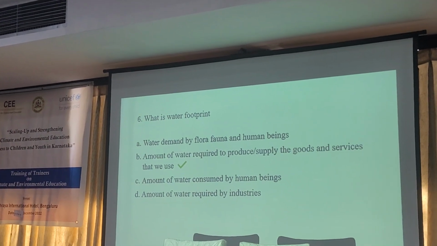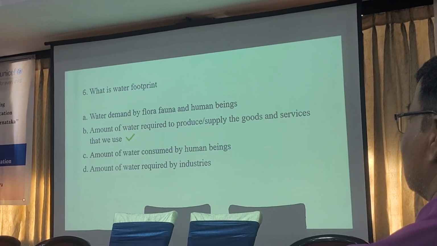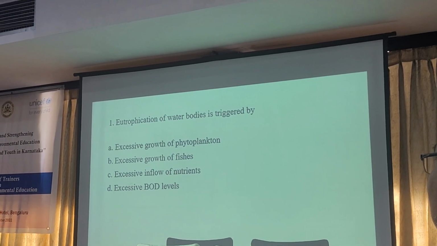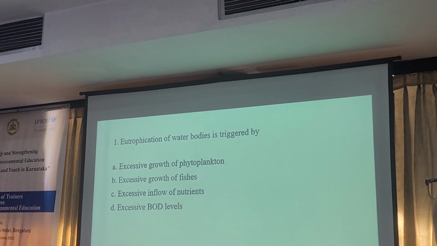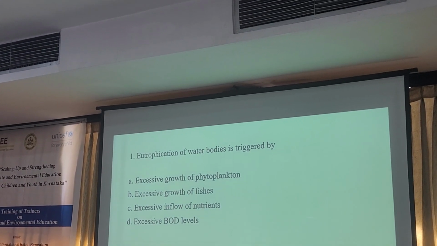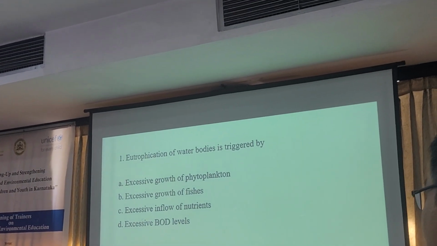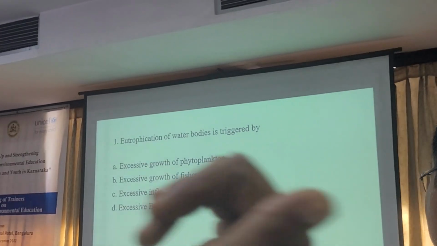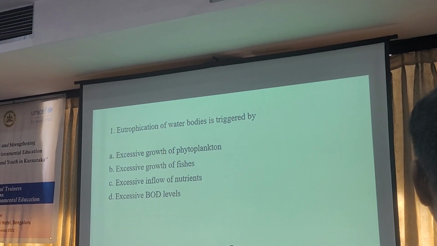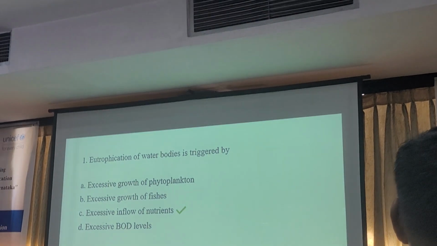Group Nisarga, your questions display now. First question. Eutrophication of water bodies is exclusive BOD levels. Oh, it's wrong, sir. Mike. Group 1. It's C, excessive inflow of nutrients. Yeah, it's correct. While Vinay Chaitanya ma'am was explaining, she explained about this.